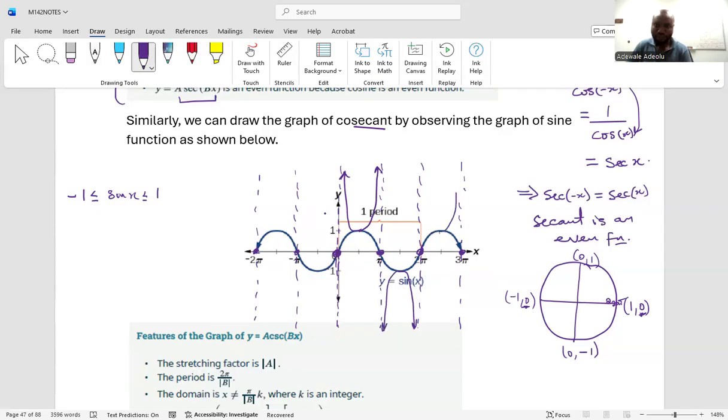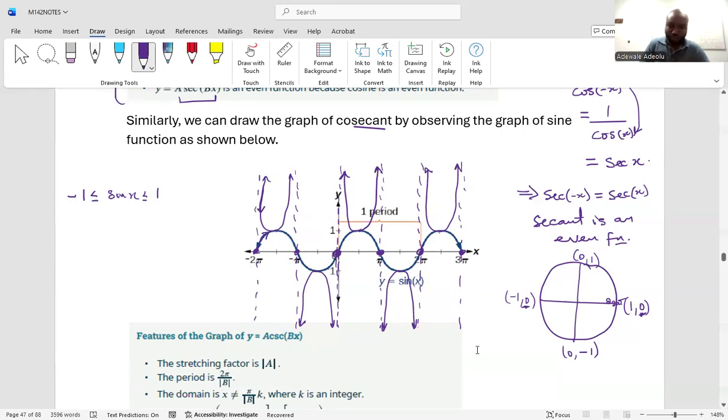So the behavior is this way. And again, because it is a reciprocal function, when one is increasing, the other one is decreasing, and when one is decreasing, the other will be increasing. So let's see. Here we can see this function is increasing, and we can see cosecant is decreasing as we move from left to right. Okay, so that is the graph of cosecant.